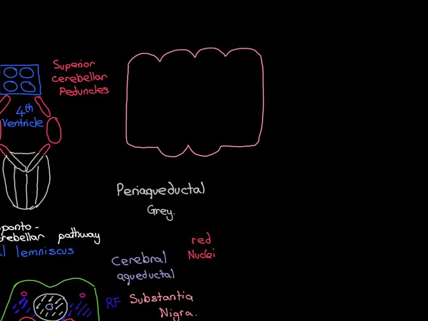Now, my cross-section of the medulla has ended up looking very square-like. It's not quite as square as that, it's a little bit more round. However, this is a good enough picture for us.